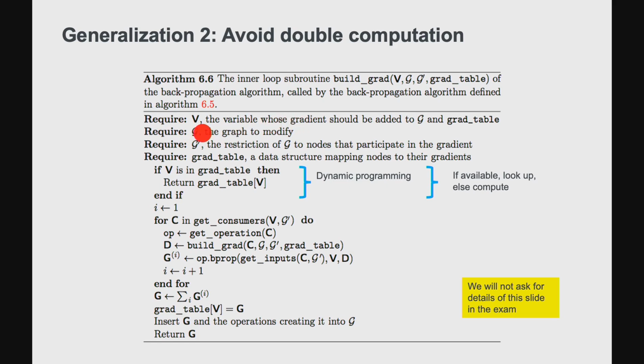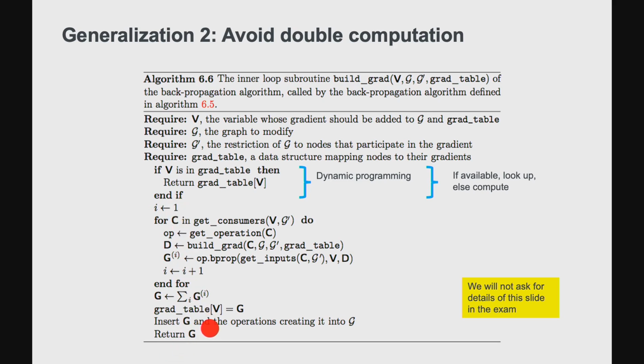Here, this is the graph to modify. G prime is the restriction of G to nodes that participate in the gradient. And you have this data structure that maps nodes to their gradients. And if now a particular node is already in this table, then you just return the entry. So that means if available, you just look it up, else you have to compute it. And then if you have to compute it, well, you go here.